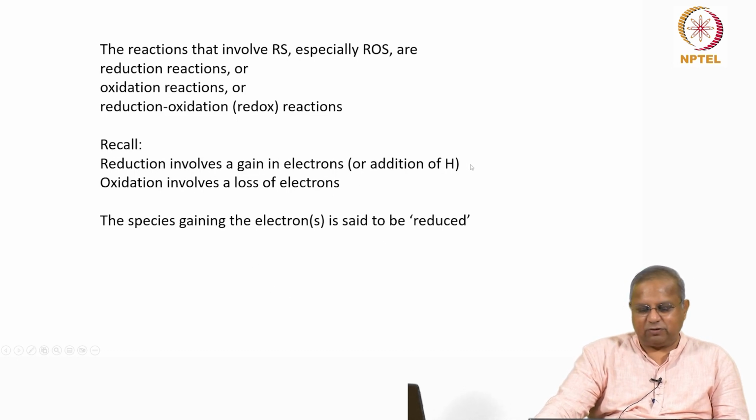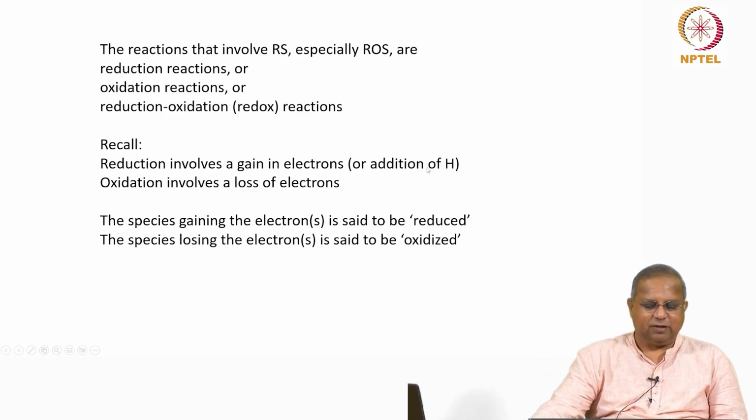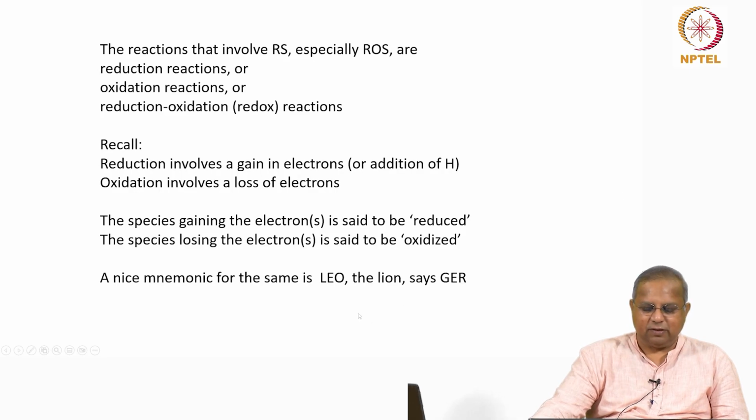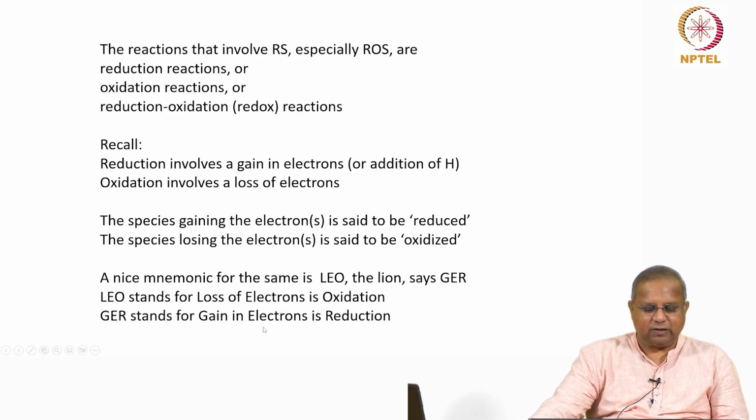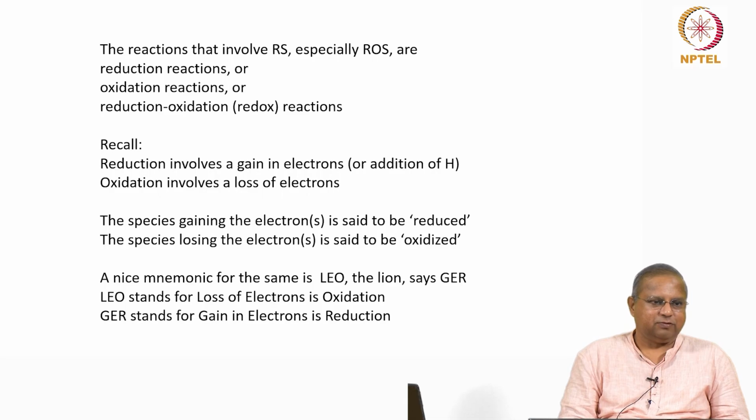Oxidation involves loss of electrons, and the species gaining an electron is said to be reduced, just the opposite. And the species losing an electron or electrons is said to be oxidized. And the mnemonic that we saw a couple of classes earlier: Leo the lion says Ger. LEO stands for loss of electrons is oxidation, and GER stands for gain of electrons is reduction. Any clarifications on these basic definitions and the type of reaction?